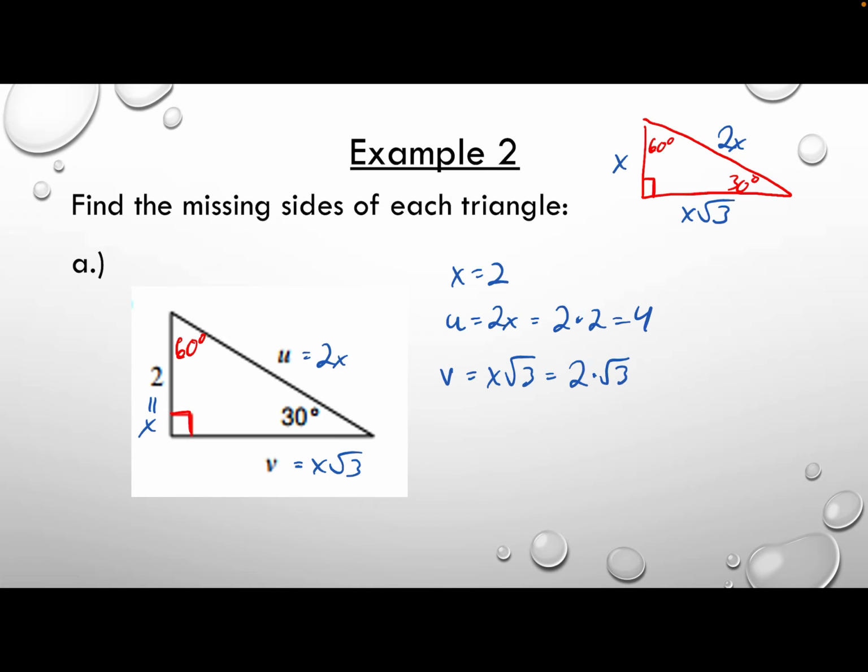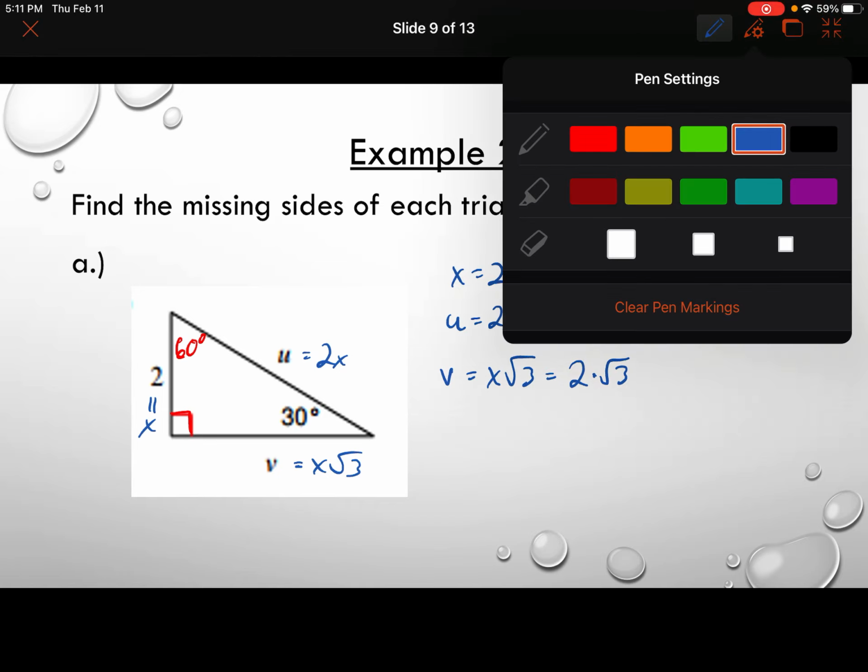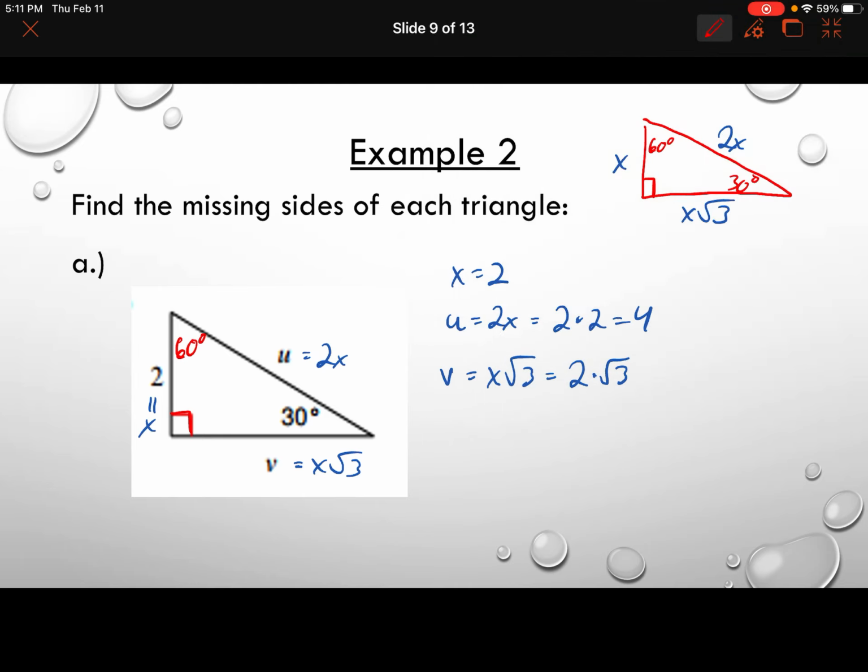And then that's it, we're done. This one was a little bit simpler. We didn't really have to simplify anything. So u is equal to 4, and v is equal to 2 radical 3. So let's do one that's a little bit trickier.